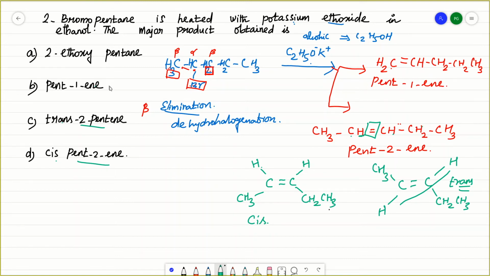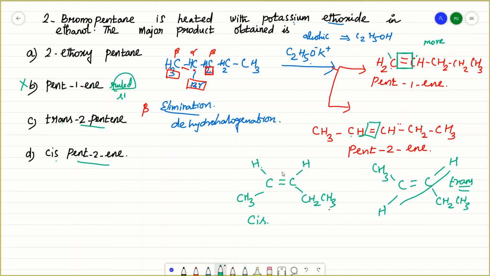See, pent-1-ene is ruled out because this is not stable, or the alkene should be highly branched according to the Saytzeff rule. What does it say? The Saytzeff rule says, if you have a double bond, the carbon should be more branched. That means the substitution on the carbon should be more. So pent-1-ene is not your answer. You will be getting pent-2-ene.